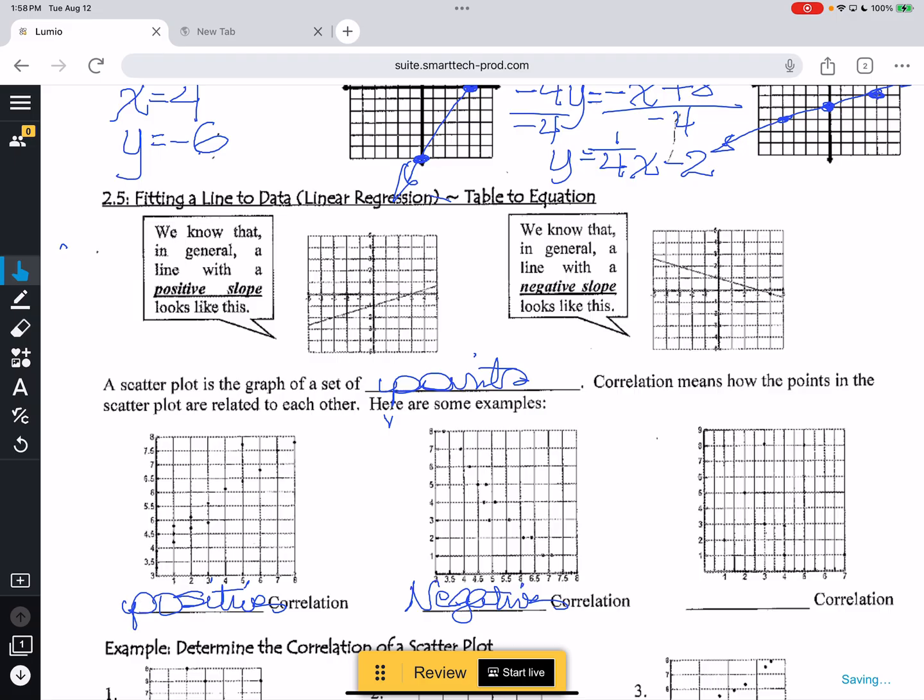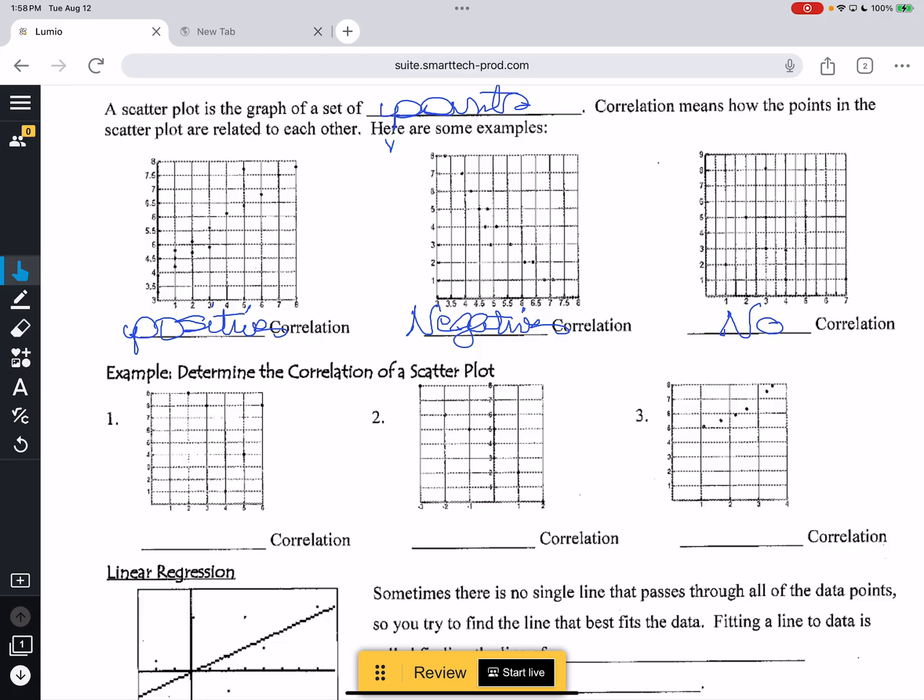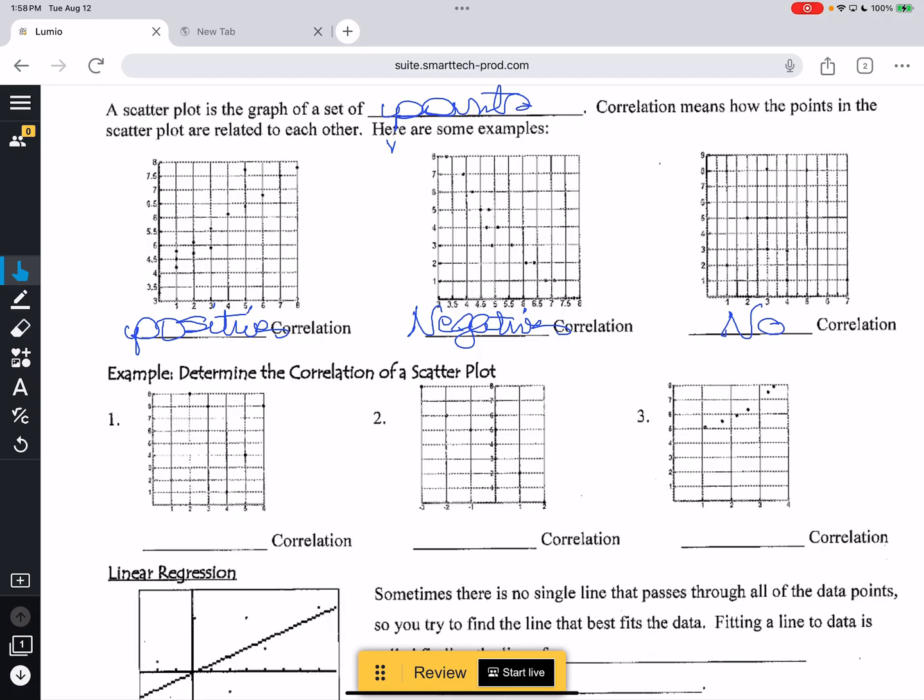What do you say about the third one? It's just like all over the place. It's just free. There is no correlation. So the way your X reacts to your Y, it just doesn't happen. So, what would you say about number 1? No correlation. Number 2. And number 3. All right. I'm just going to do like null, negative, positive.